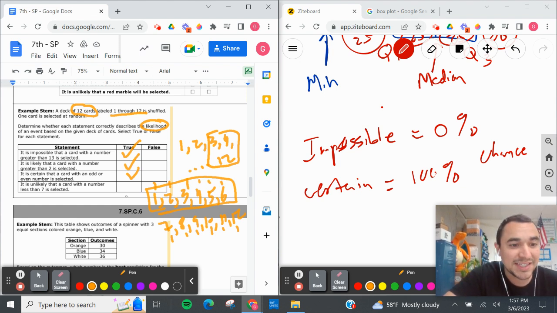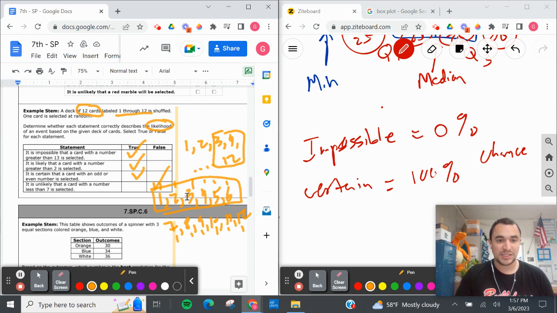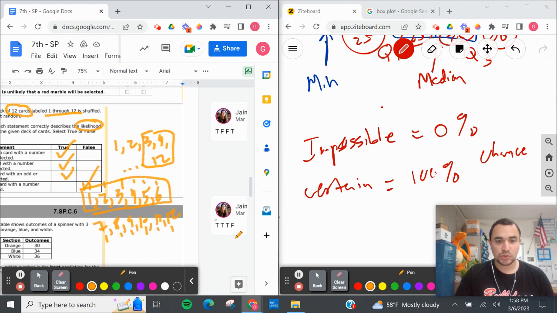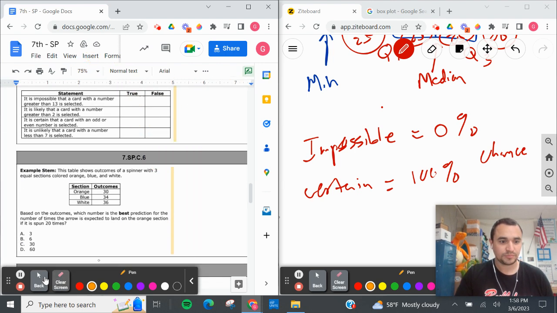So it's even. Is it unlikely that a card with a number less than 7 is selected? I think that should be false. It's actually even, it should be equally split. So, yep, true, true, false. That is the exact answer for that next question.